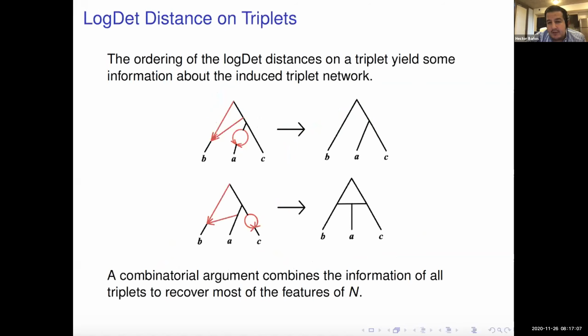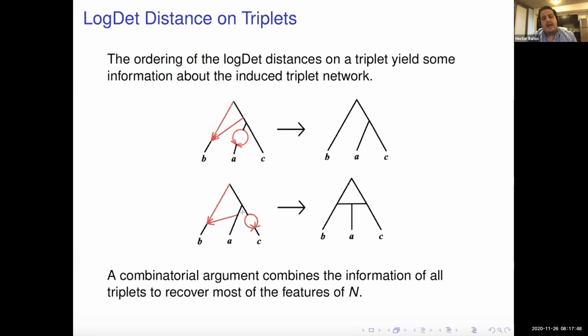So what I'm saying here is that the ordering of log distances on a triplet yields some information about the induced triple network. For example, if we have this triple network that does not have a 4 cycle, it has a 3 cycle and 2 cycle, what I can tell is the underlying topology, that it looks like this. If I have a 4 cycle, like this one, where A is the node in the middle, then I know the underlying topology only from log distances. Now, we are losing who is the hybrid node and the cycles, but that is okay for now.